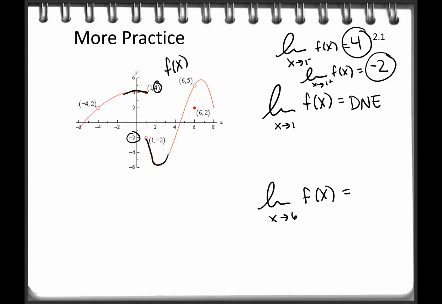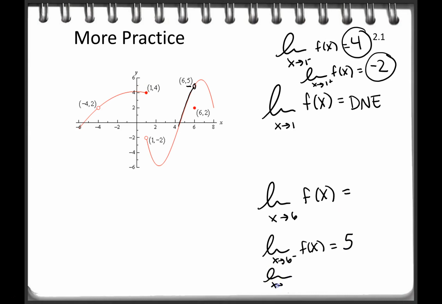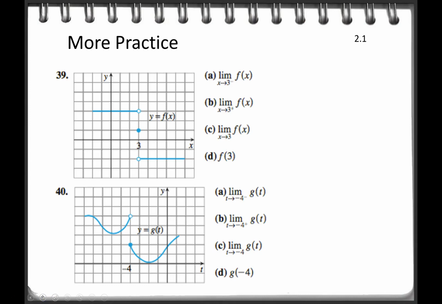Okay, for this next problem here, you can see that we are approaching the limit as x approaches 6. We'll go from the left. Okay, that's going to be from the left. We get a y value of 5. And if I approach 6 from the right, approaching it from the right here, I get a y value of 5 as well. So that would mean my limit is 5. Again, I would recommend pausing this video and seeing if you can get the answers, and then I will go through it.